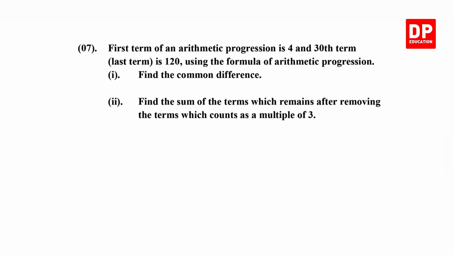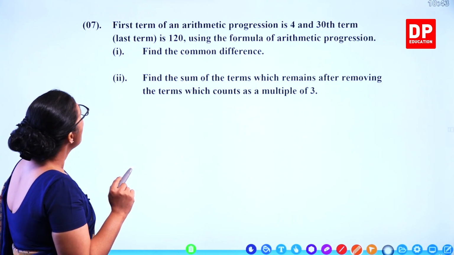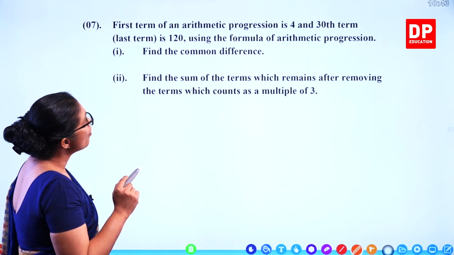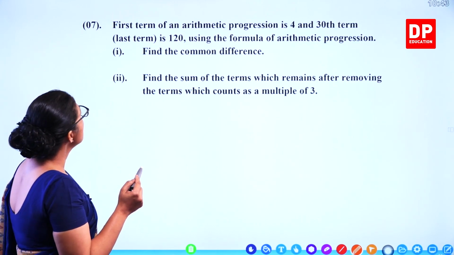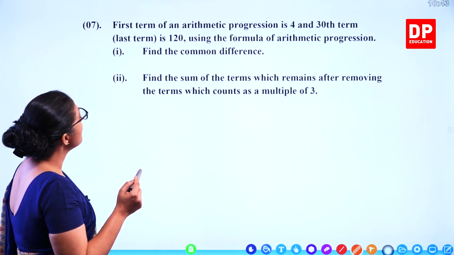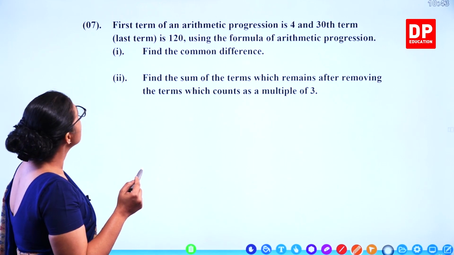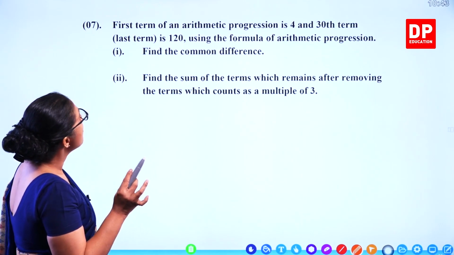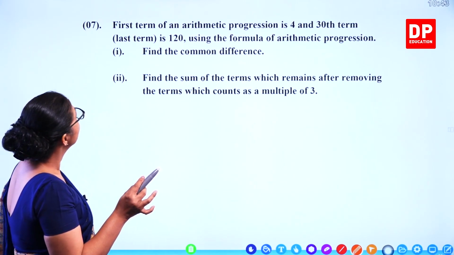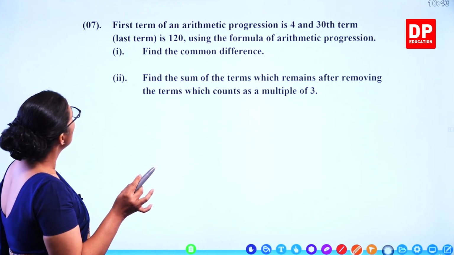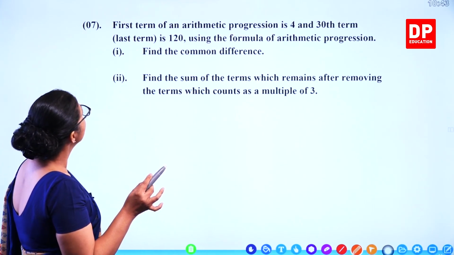Question number 7. Now you have to again select 5 questions from these questions, 7 onwards. First term of an arithmetic progression is 4. 30th term, that means the last term is 120. So you are getting, this is arithmetic progression. So we'll do the first 2 parts.